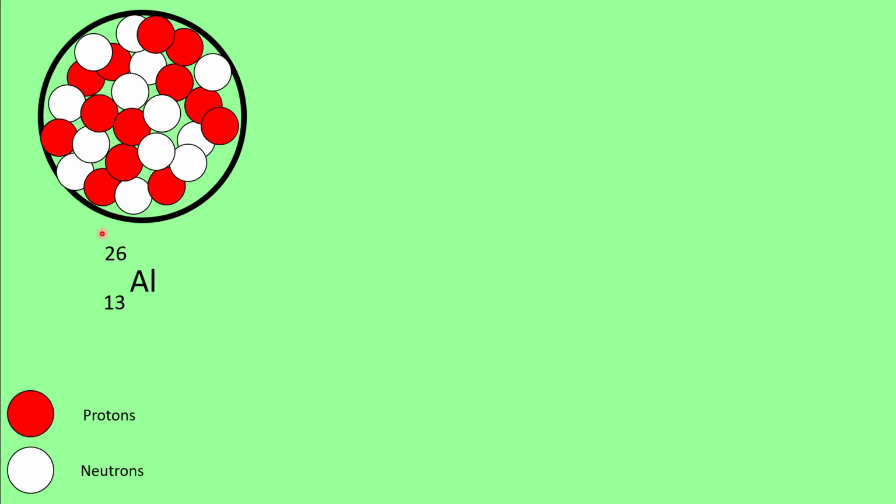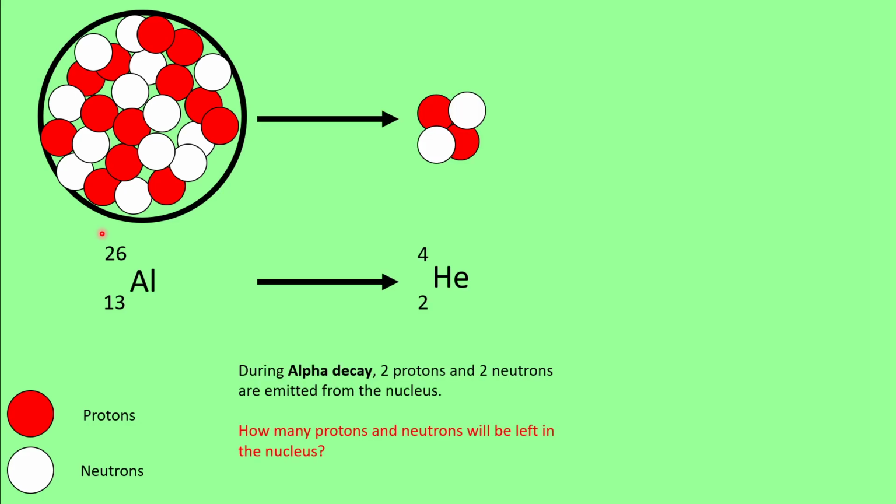Now I'm going to say that this undergoes alpha decay. So alpha decay, if you remember from the previous lesson, is helium 4, 2. So it's got 2 protons and 2 neutrons, giving it an atomic mass of 4 and an atomic number of 2. So if this is being emitted from the nucleus, how many protons and neutrons are going to be left? Once again, pause the video and see if you can work out how many protons and neutrons are going to be left.